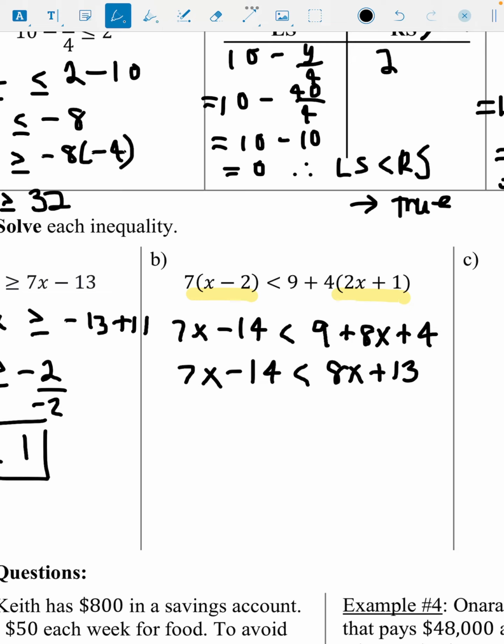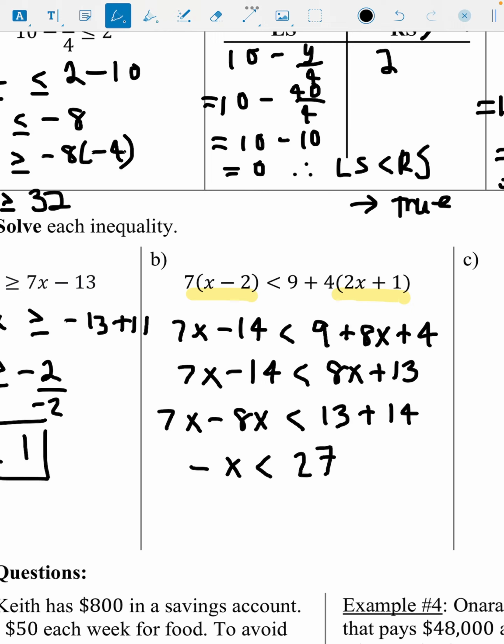So again, let's move all the variables to the left side and all the constants to the right side. So we have 7x minus 8x is less than 13 plus 14. So that should be negative x is less than 27.